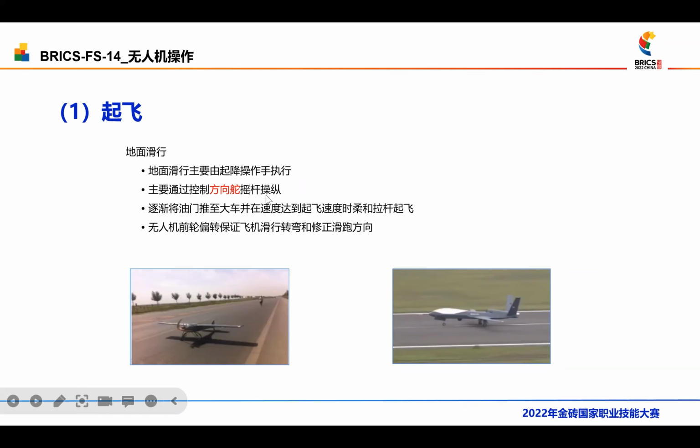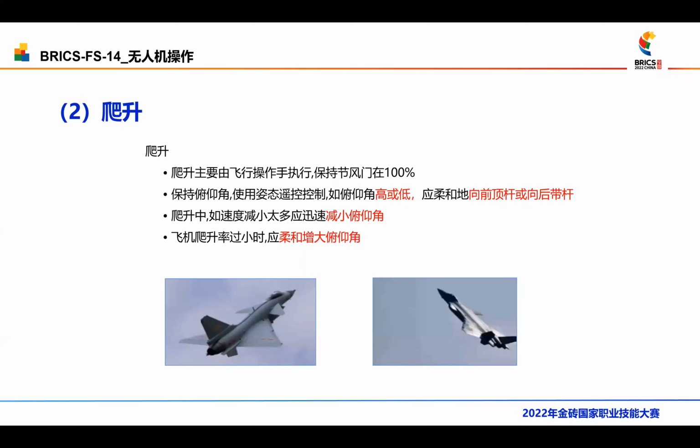Here is the ground taxiing. Ground taxiing is mainly performed by the takeoff and landing operators. It's mainly by controlling the radio joystick. Gradually push the throttle to the cart and gently pull the lever to takeoff speed. And the UAV front wheel deflection ensures that the plane turns and corrects the running direction.